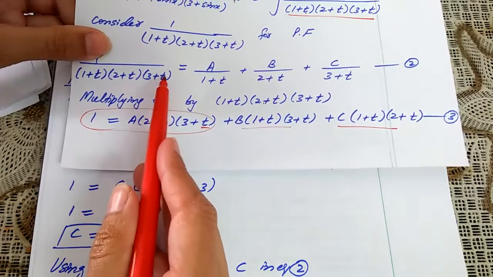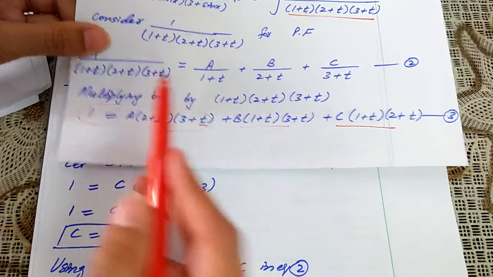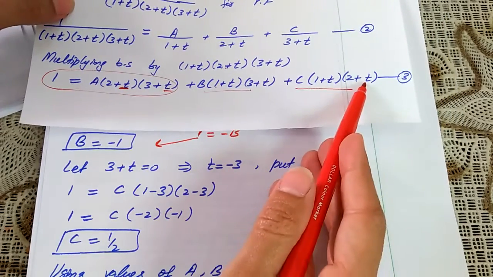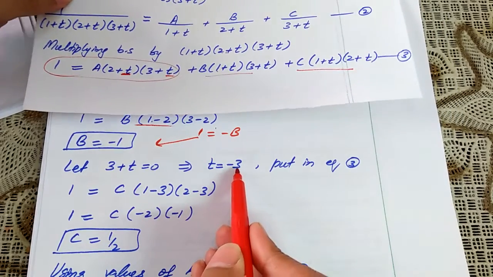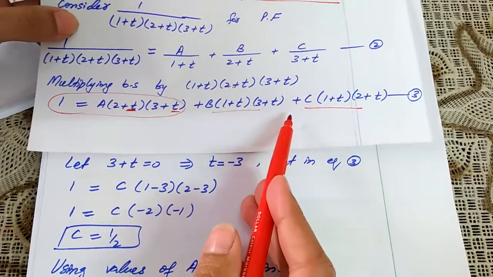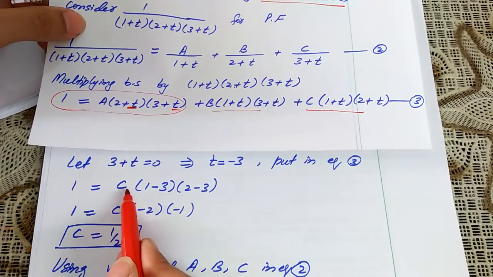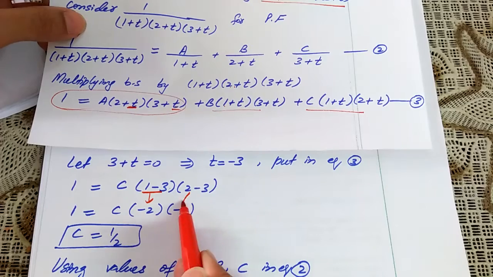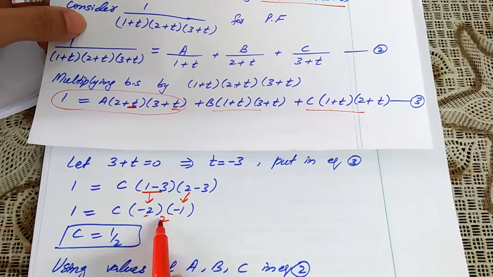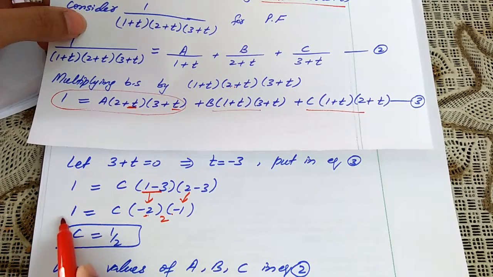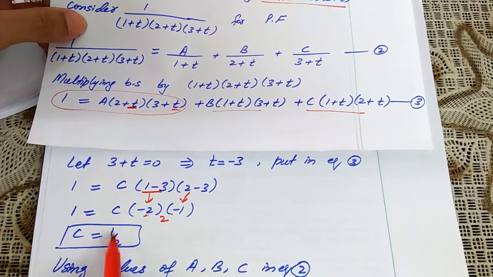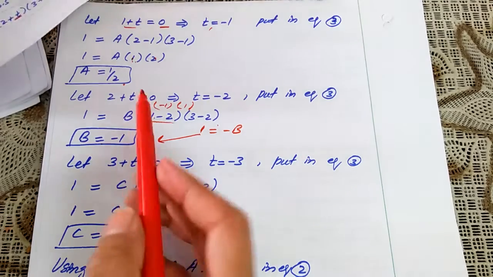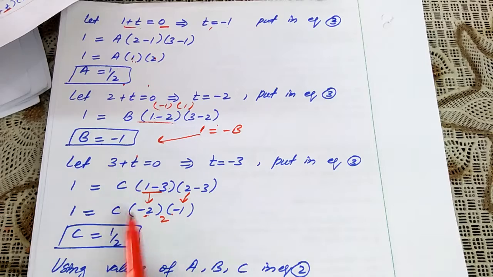Now let 3 plus t equal 0 in equation number 3. So t will be equal to minus 3. Put it in equation number 3. We'll get this term: 1 equals c into 1 minus 3, that will give us minus 2, into 2 minus 3 will give us minus 1. So this whole thing will be 2. This 2 is multiplied with c, and if we move it to the left hand side, we'll get c equals 1 by 2. Now we got the values of a, b and c.